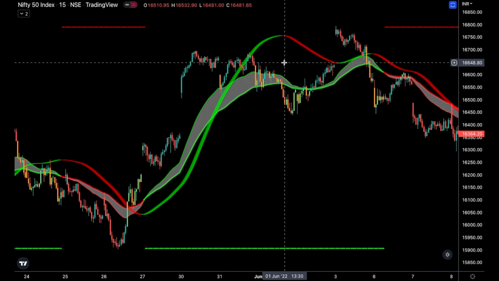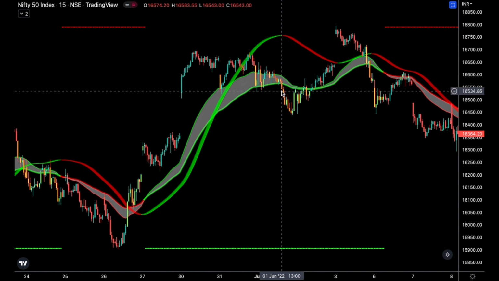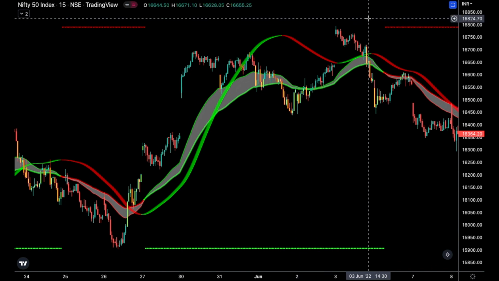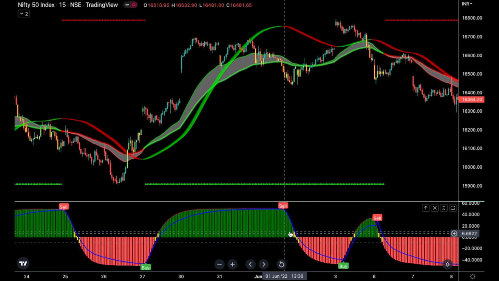Again, if you see here, we got a sell signal right here. The indicator turned red, but the security moved down a little bit and then moved up again. So this is still not a very good confirmation. Let's add the third indicator to this. This is the third indicator.